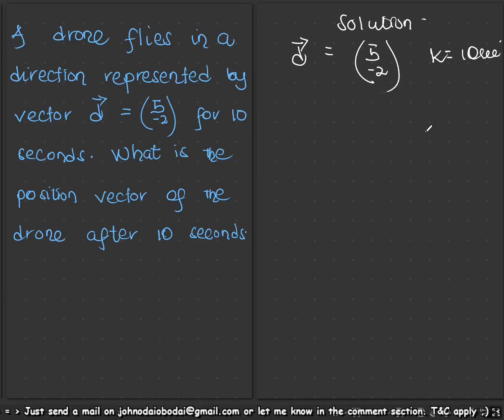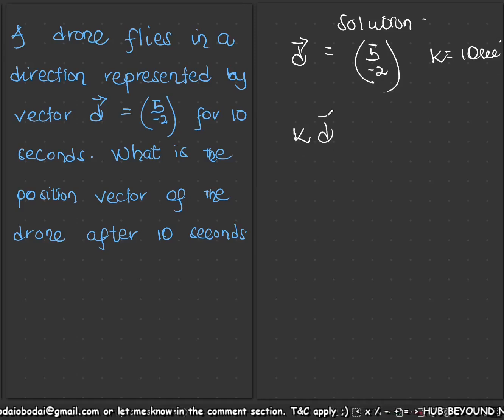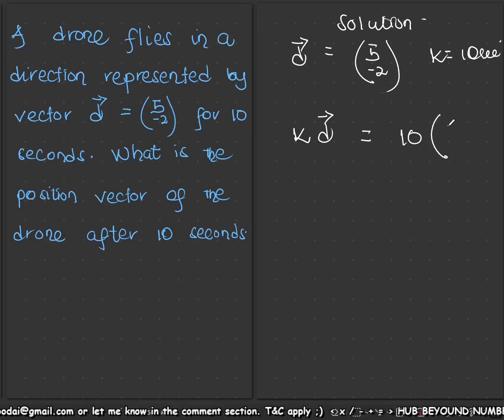I don't know if I can draw this so that you visualize it. Okay, so if it is undergoing this movement for 10 seconds, then for every second, there would be an addition of 5, -2, 5, -2, 5, -2. So you are going to add 5, -2 10 times. That is if you want to apply vector addition. But if you want to apply scalar multiplication of vectors, all you need to do is multiply your k by your vector. And our k is 10 multiplied by the vector 5, -2.